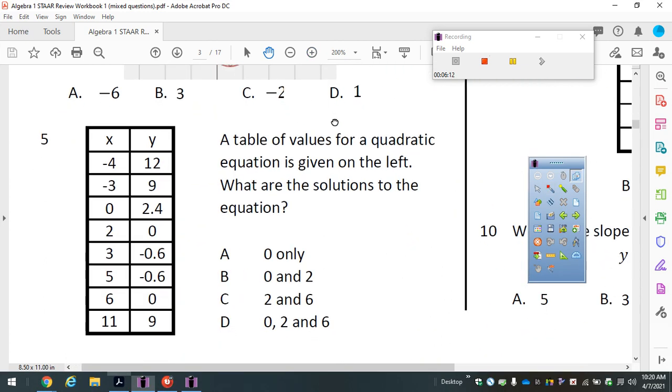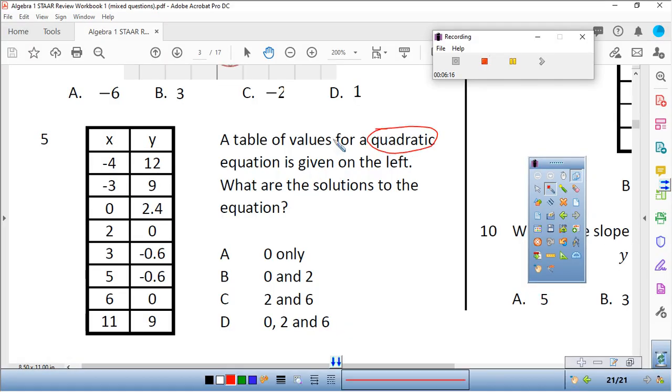Okay, this one's kind of easy, cheesy, squeezy. This is of a quadratic equation. What are the solutions? Solutions to this equation. Okay, so remember solutions. X-intercepts, right?